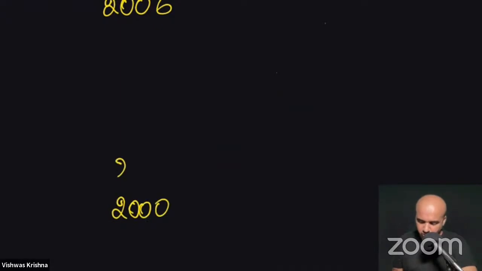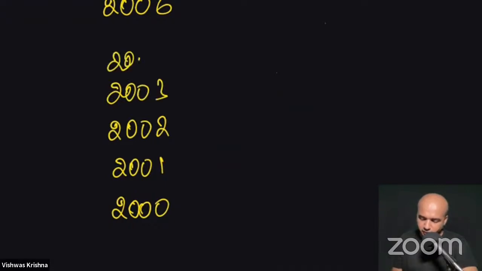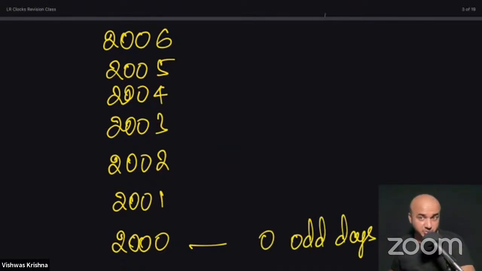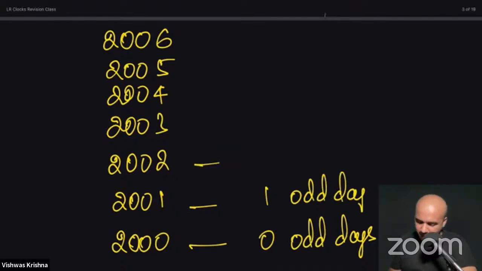Okay, we'll start from 2000 here. 2000, 2001, 2002, 2003, 2004, and 2005. We have 6 years here. Every year will have 1 or 2 or 0 odd days, and we'll have to write that down now. Year 2000 will have 0 odd days. We already know that because it is perfectly divisible by 400. 2001 will have 1 odd day. 2002 is a normal year, non-leap year, once again 1 odd day. 2003 again 1 odd day.